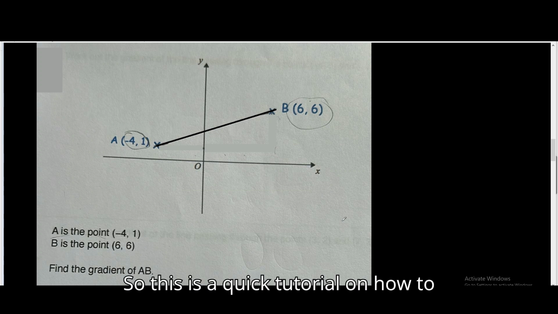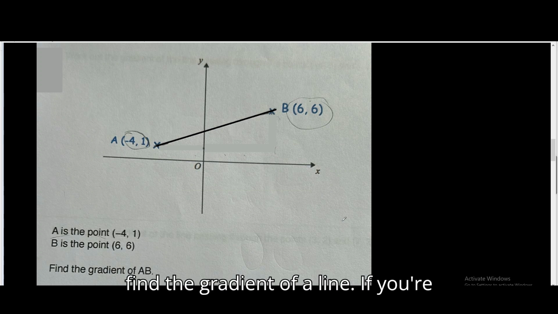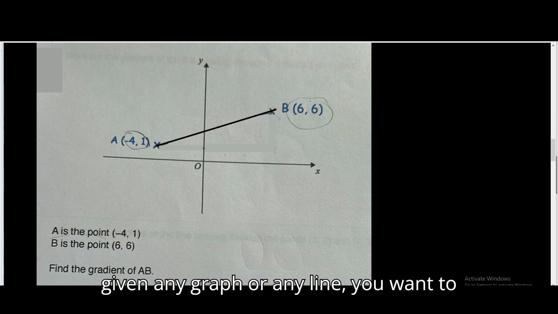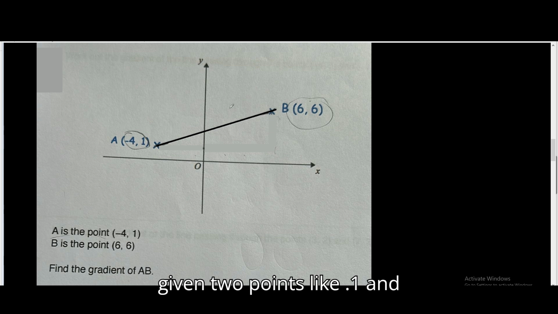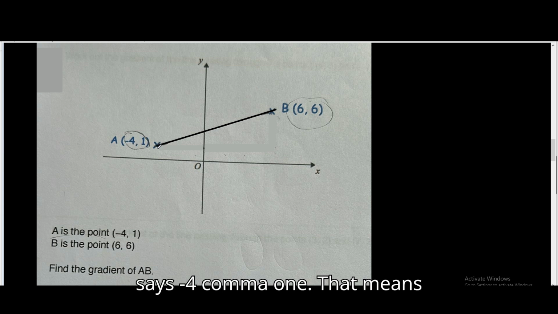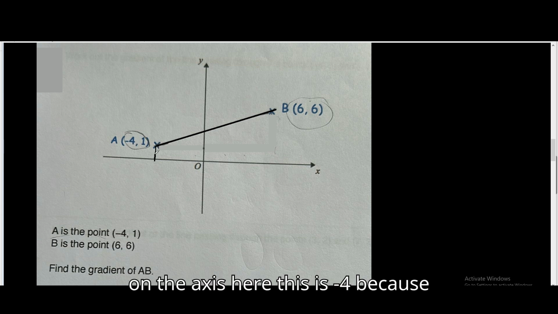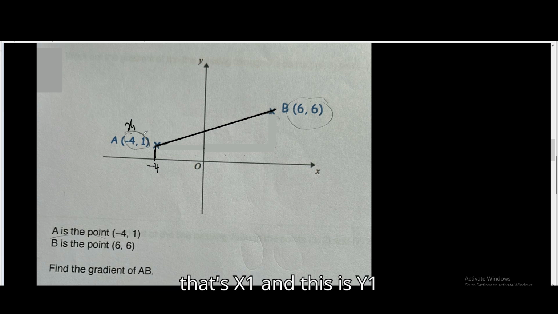So this is a quick tutorial on how to find the gradient of a line. If you're given any graph or any line, you want to find the gradient. You might have been given 2 points, like point 1 and point 2 here. For point 1, it says minus 4 comma 1. That means on the axis here, this is minus 4 because that's x1, and this is y1, which is at the top here. This is 1.